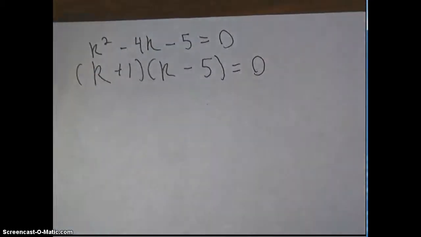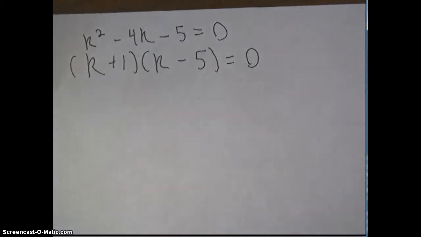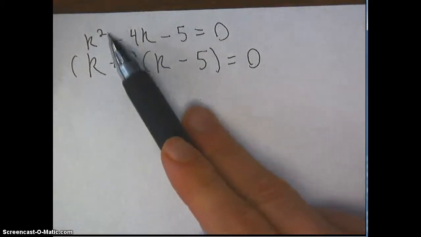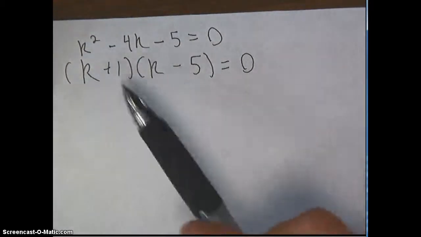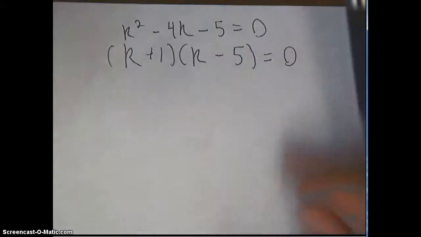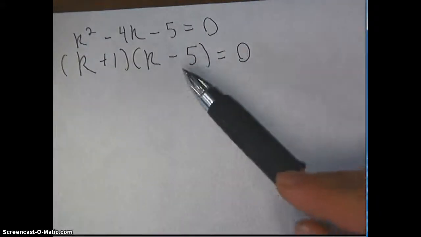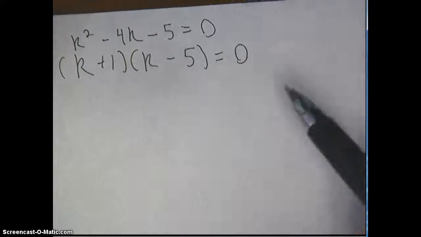Not all of these are always going to be factored out for you, but in this case it is, and because it is, it makes our lives pretty simple. I know it's quadratic because the biggest term is a square, is a 2. When it's in this form, k times k is k squared. So that's how I know it's quadratic. And when it's factored like this, it's a pretty simple process.